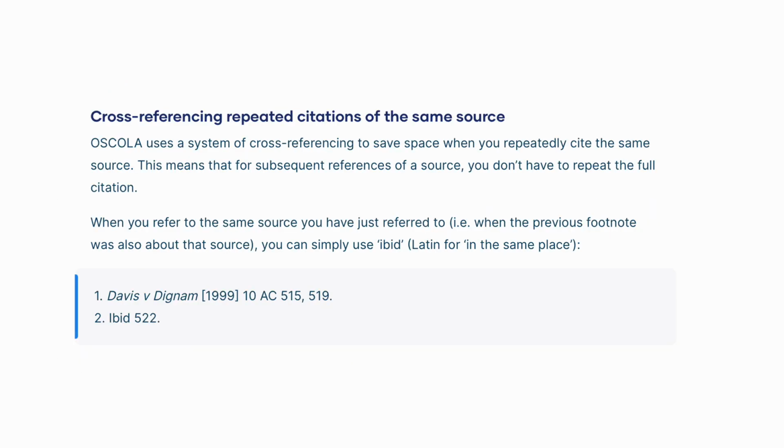Here we have another concept, which we call cross-referencing. Basically, when you are repeating your citation, you don't need to repeat all of this again. You can just say ibid, which is Latin for in the same place, and then the page number, so don't repeat yourself.